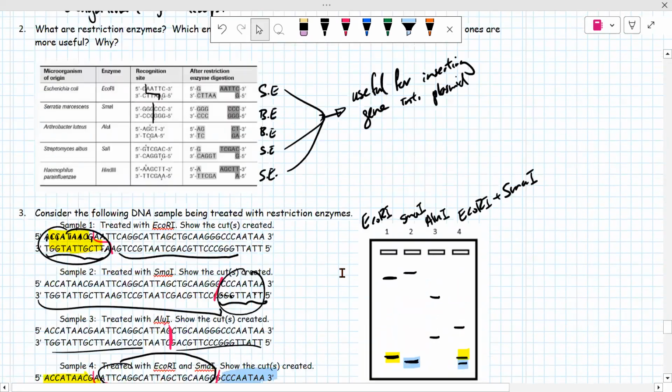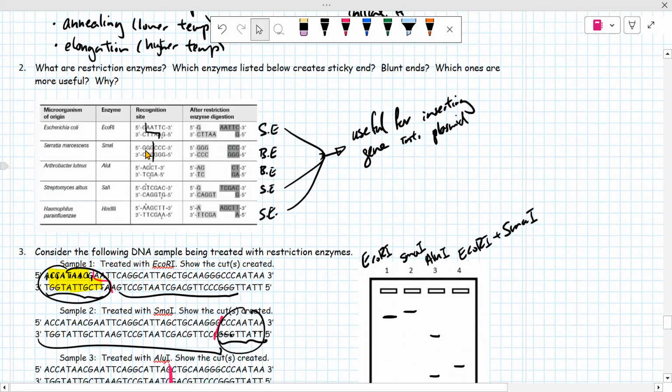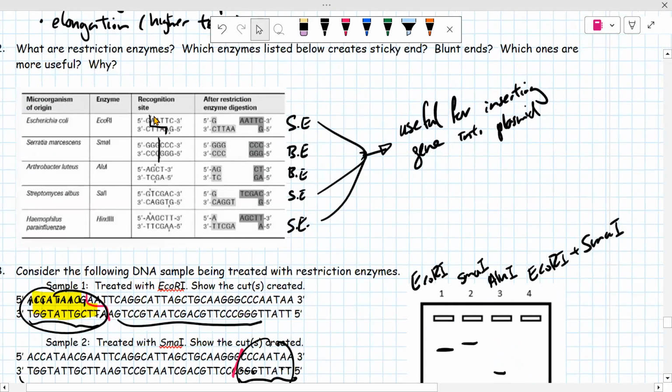Okay, how are they different? It's different based on how it's being cut, right? If it's cut in a way that is zigzag like this, then you have sticky ends, complementary. AATT is complementary to TTAA.